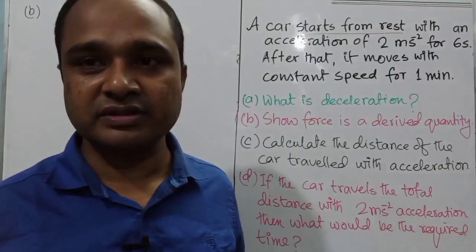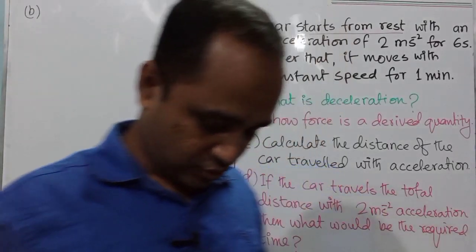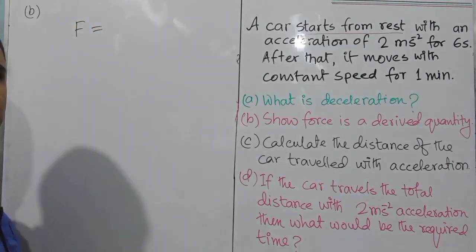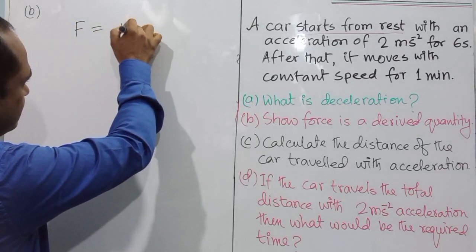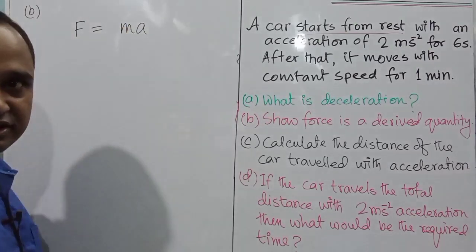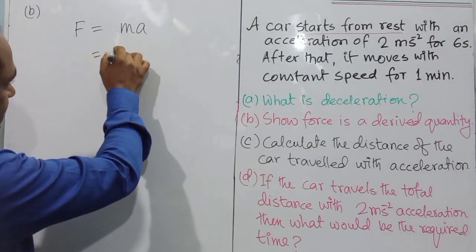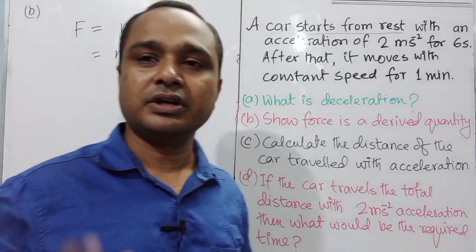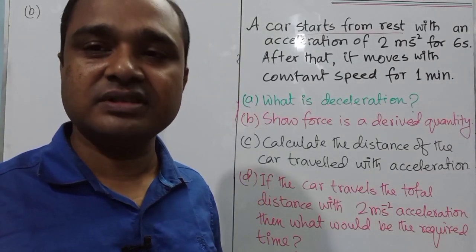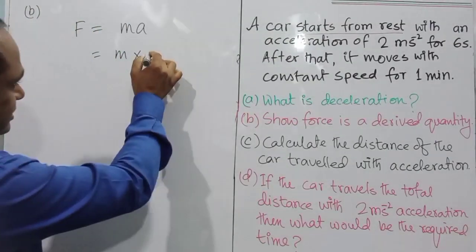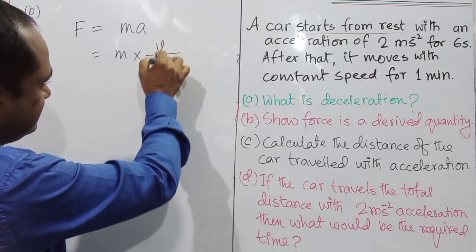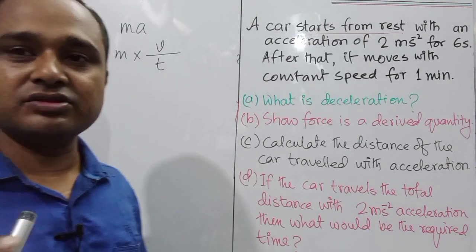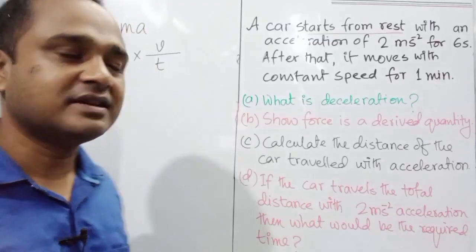So we have to show force is a derived quantity. To show this, first we can write the mathematical expression for force. F is equal to, that means force is equal to the product of mass and acceleration. Acceleration is also a derived quantity. We know the rate of change of velocity is known as acceleration. So acceleration can be written as velocity divided by time. Velocity is also a derived quantity. Rate of change of displacement is known as velocity.